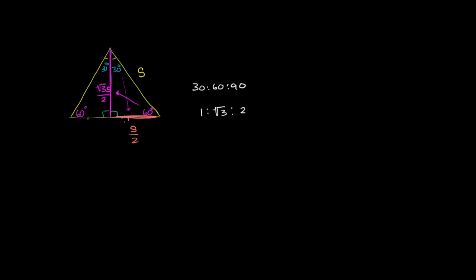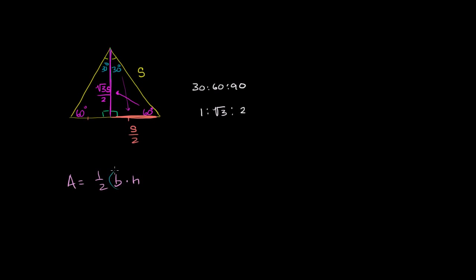So this is the shortest side right over here. That's the side opposite the 30 degree side. The side opposite the 60 degree side is going to be square root of 3 times this, so square root of 3 S over 2. So now we just need to figure out what the area of this triangle is, using the area of our triangle is equal to 1/2 times the base times the height of the triangle.